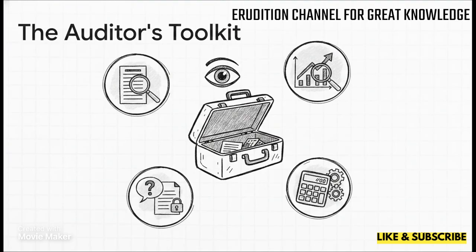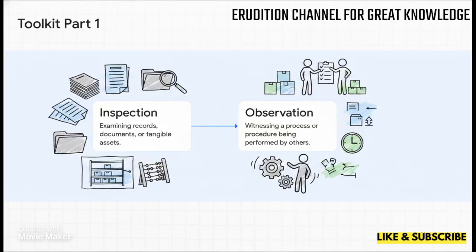An auditor obtains evidence to perform their compliance and substantive procedures by using one or a combination of these 5 key methods. We have inspection, observation, inquiry and confirmation, computation, and analytical review. Let's briefly break down exactly how each one operates out in the field. Method 1 is inspection. This consists of physically examining records, documents, or even tangible assets.